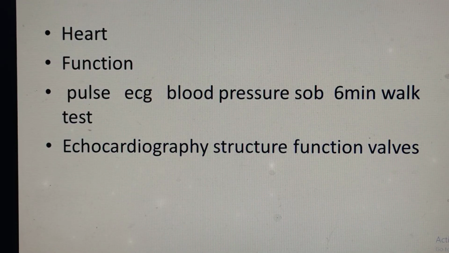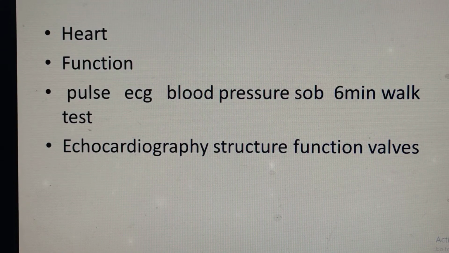Whatever your heart is working right now, the function of the heart, the demand on the heart goes up more than normal whenever you are in the ICU or in the hospital, or you're sick, or you are having a surgery or post surgery, or you have any kind of injuries, because the demand goes up, right?